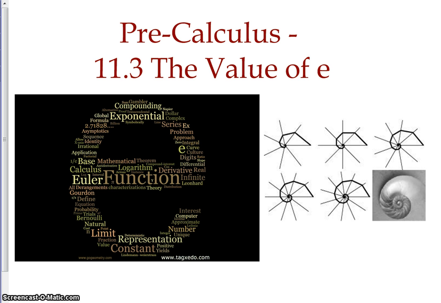The first just has a lot of words that have to do with what E is, and it talks about a lot of different areas where you use it. The next one has to do with where we see E in nature, and it shows how E appears in a lot of different shells found in nature.